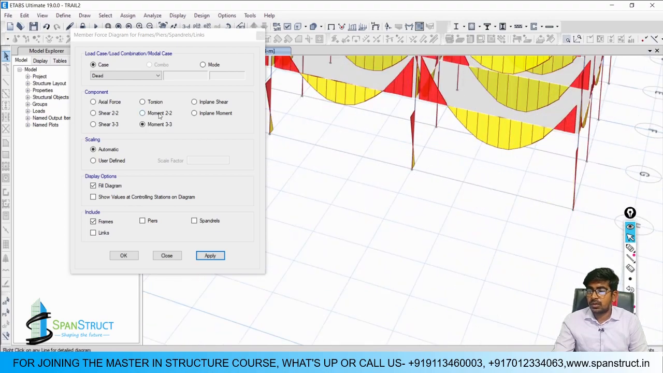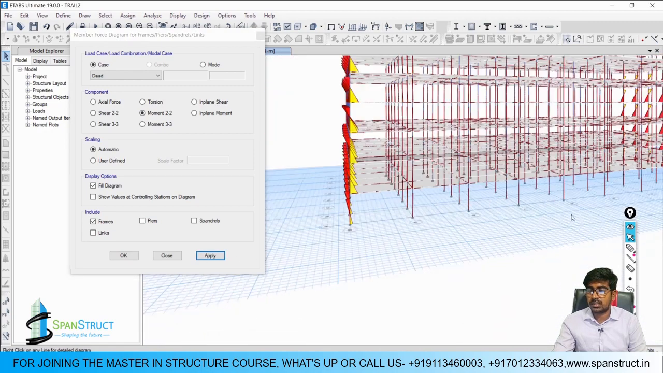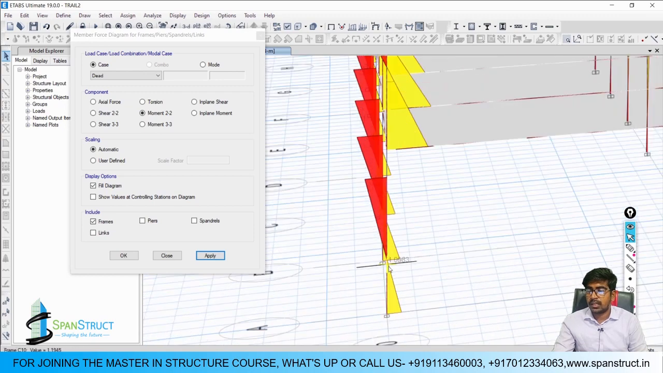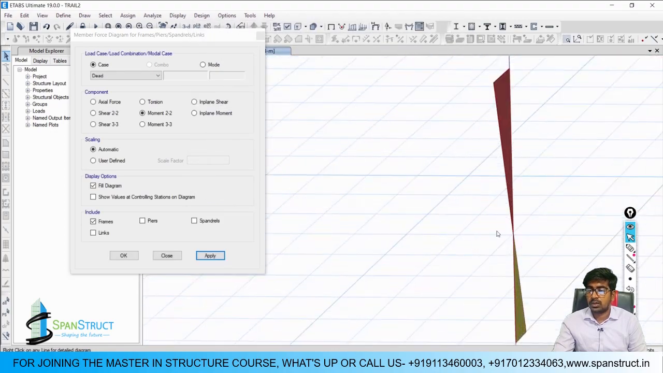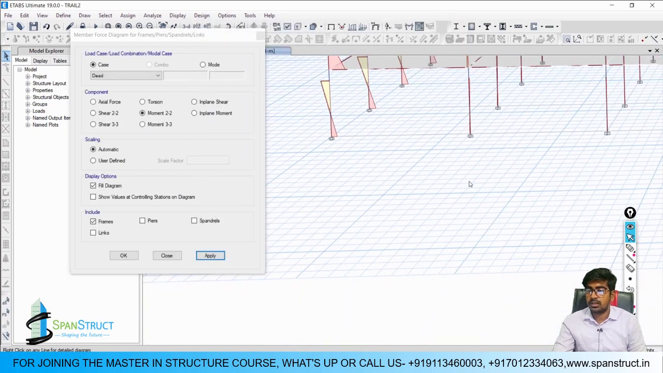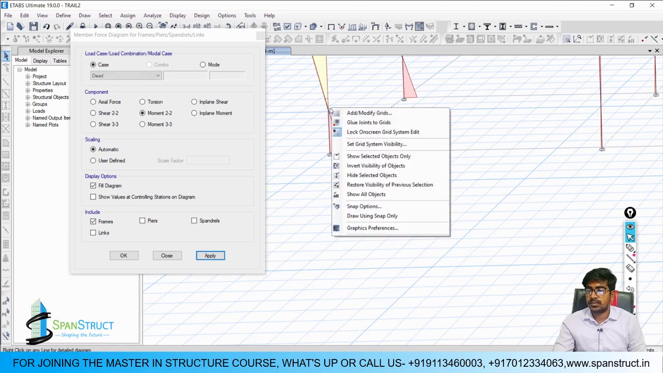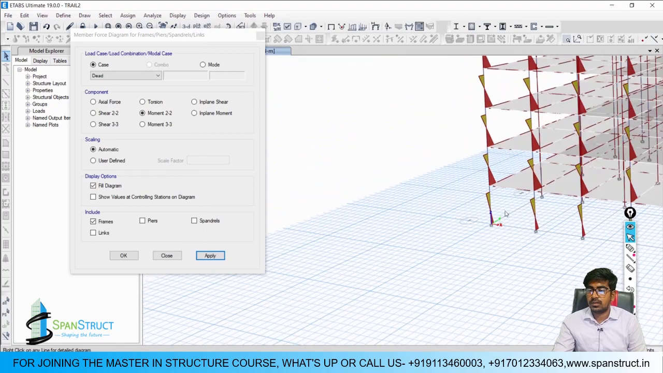We will watch the same thing on M22 also. Previously we were looking at M33, now we are going to see M22. If you look at the corner columns of this structure, you can find there is a significant amount of moment also coming in the M22 direction. So these are the corner columns. You can see here it is 18 kN-m, and for this also 18 kN-m.